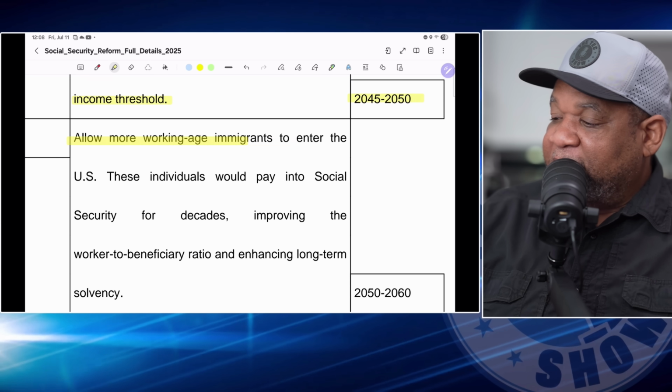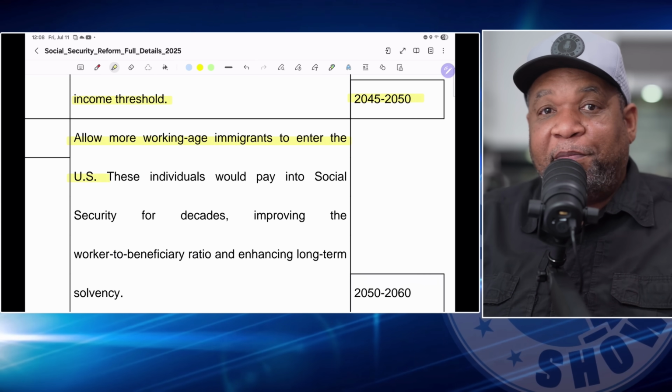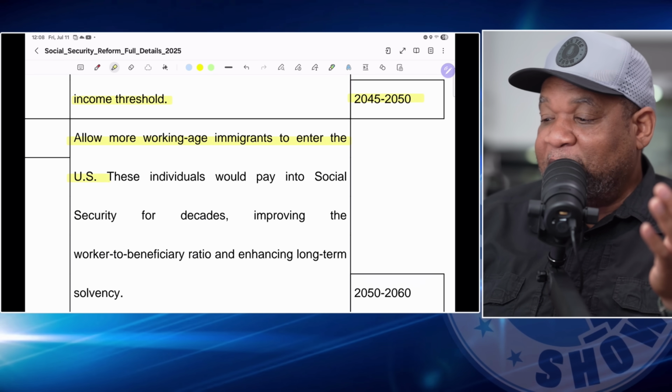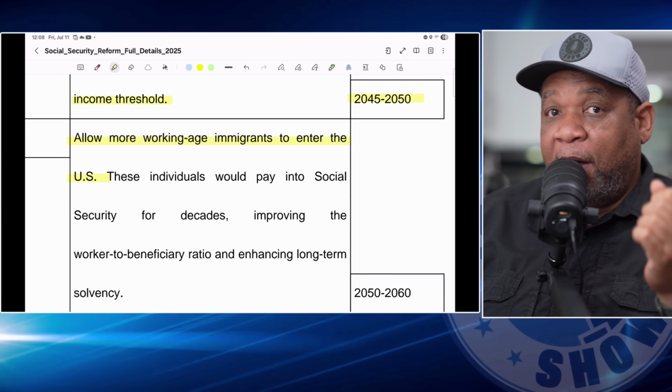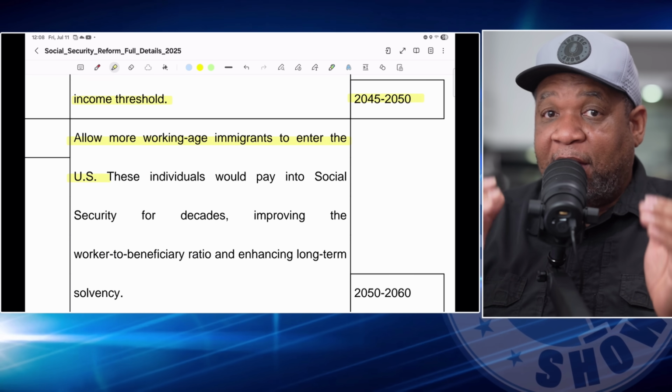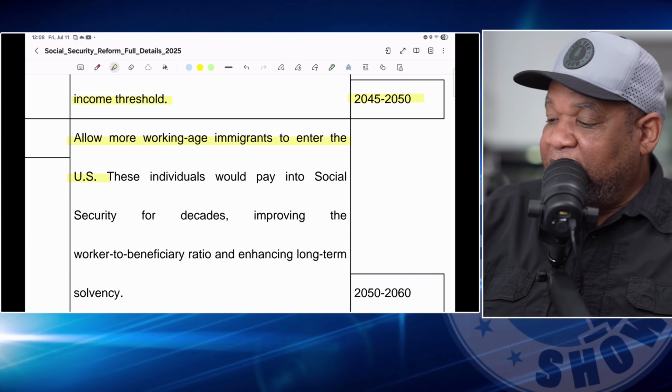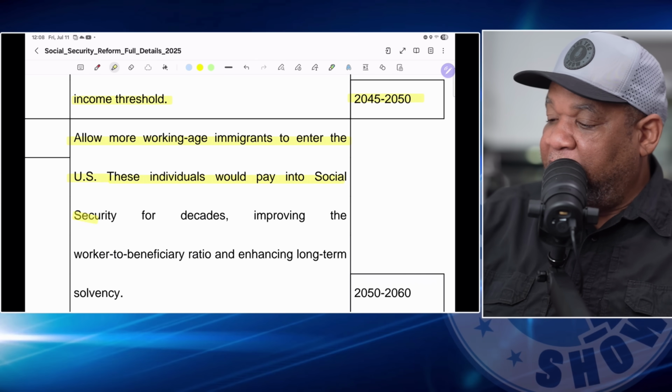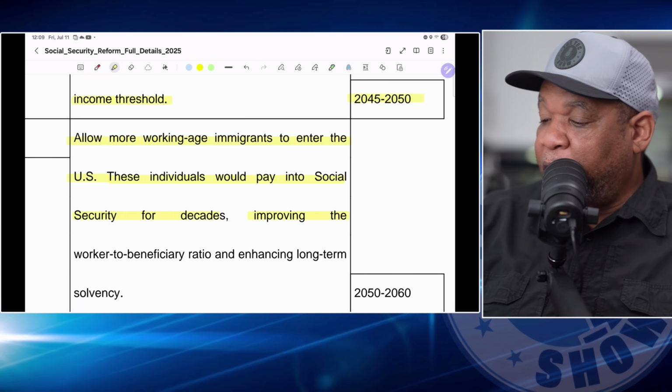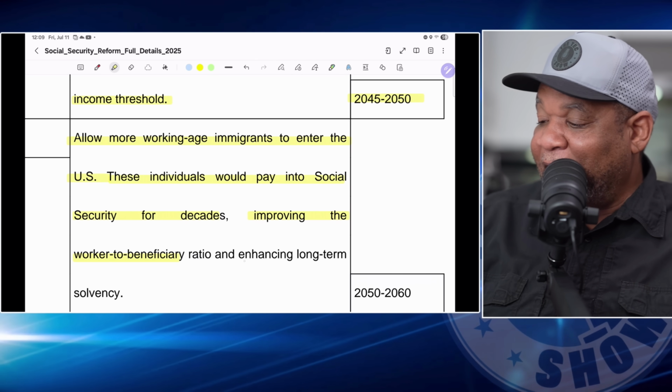And this is the opposite of what we've been seeing or hearing about, right? So it says allow more immigrants to come in, and we're talking about having them legally come in and work. These individuals would pay into Social Security for decades, improving the worker-beneficiary ratio and enhancing long-term solvency. So this would actually be good. And I've said this before, when it comes to immigration, as long as it's done the right way, immigration will benefit people receiving Social Security, will benefit the program.